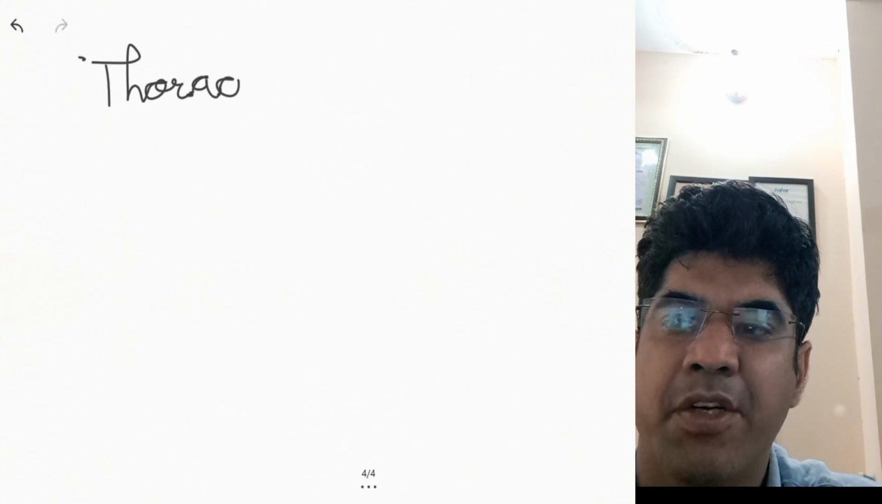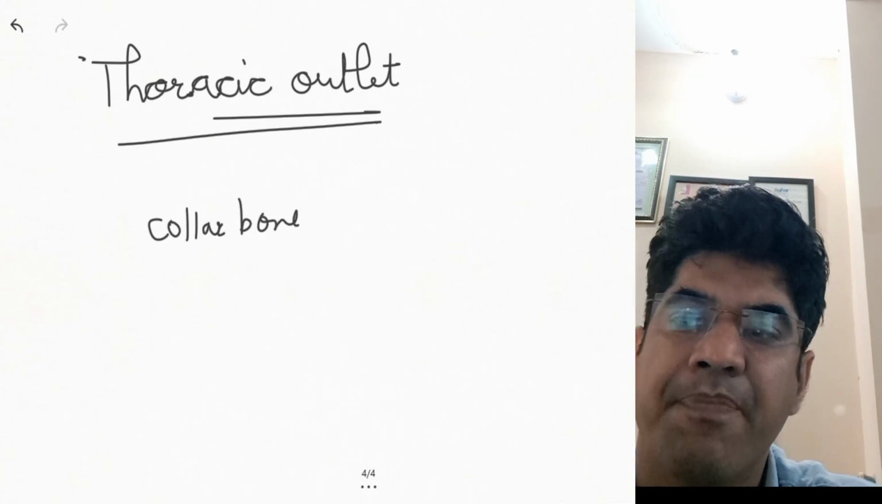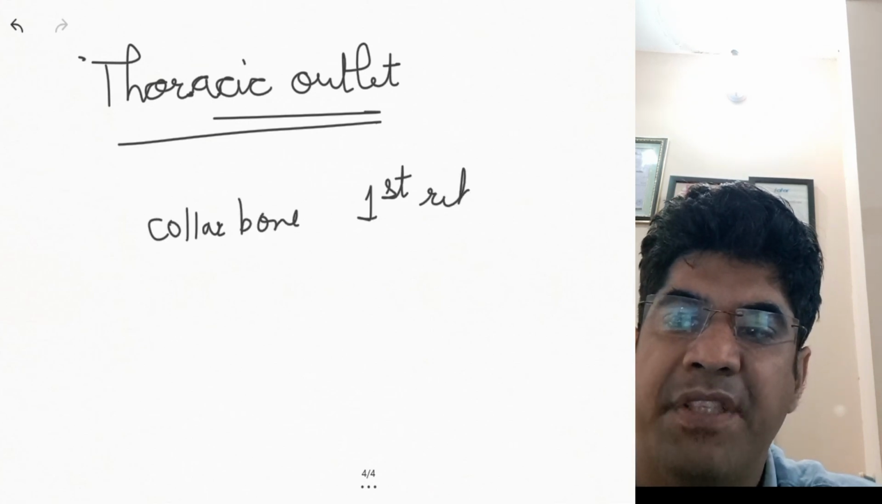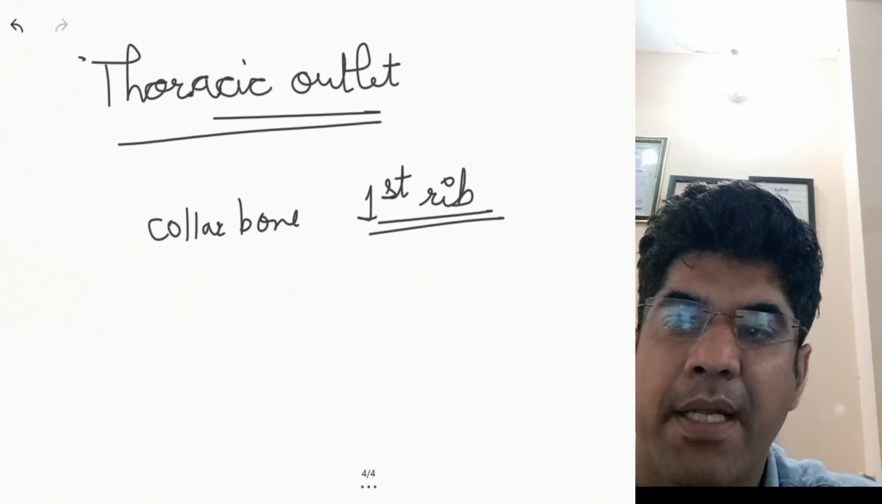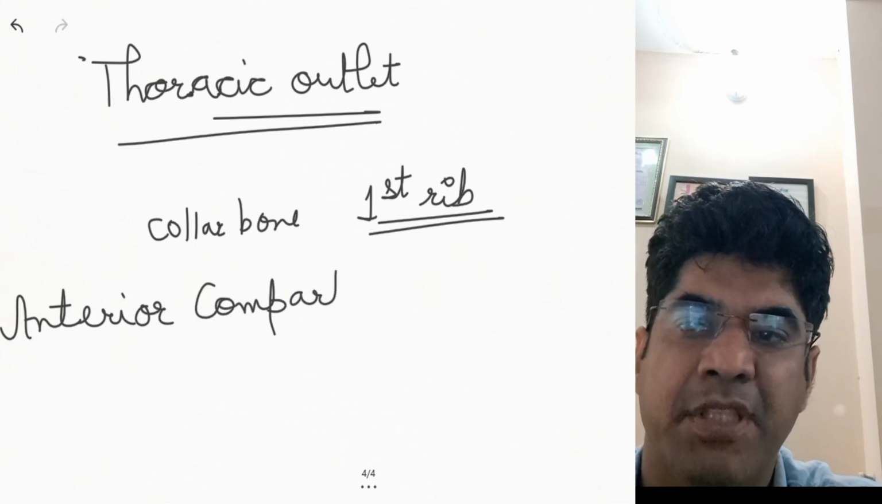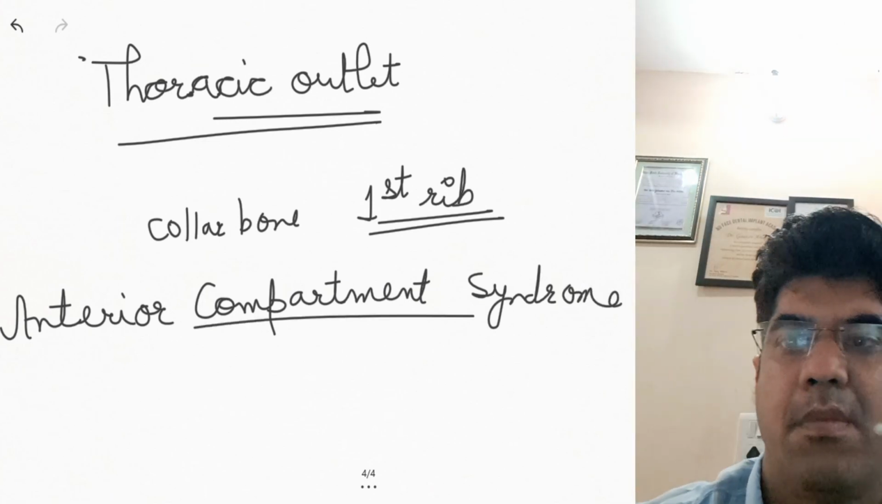Thoracic outlet syndrome occurs when the nerves and the blood vessels that pass through the narrow space between the collarbone and the first rib, known as the thoracic outlet, become compressed or pinched. The term we use is thoracic outlet syndrome.